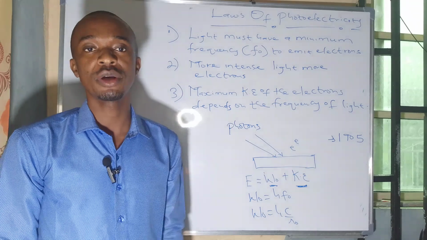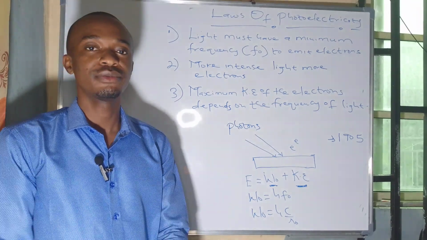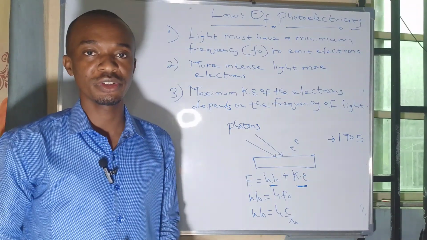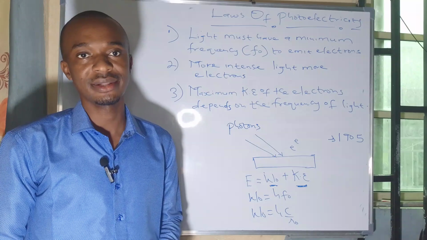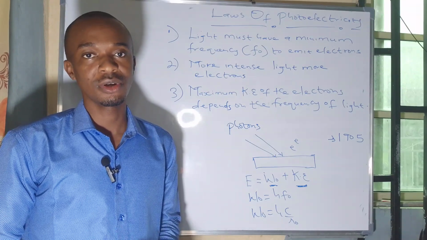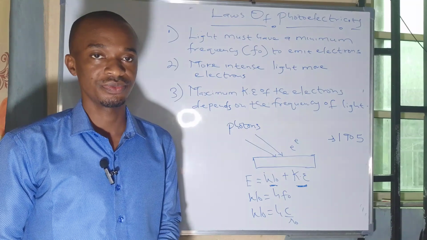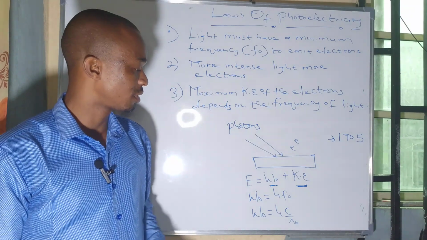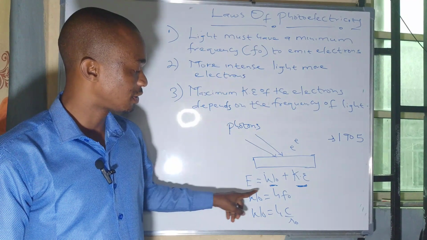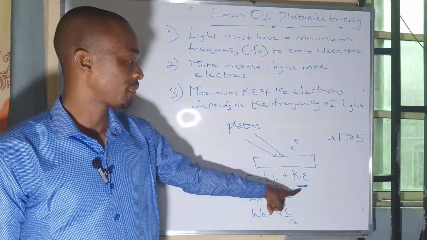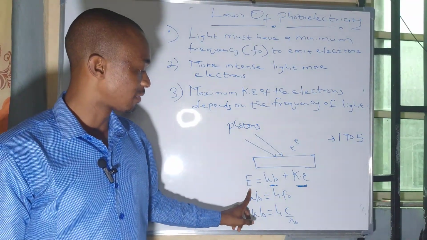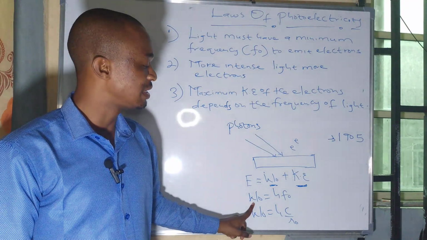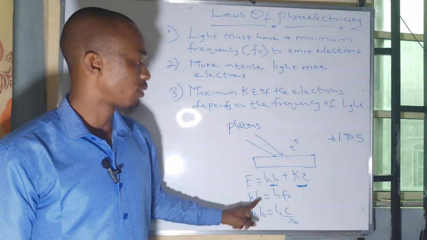The last time I spoke about photoelectricity, I defined the photoelectric effect as a phenomenon where electrons are released from the surface of a metal or a material when light is incident on the material, when light falls on the material. And I also talked about Einstein's photoelectric equation, that the energy of the light is equal to the work function plus the kinetic energy. I explained this one is the energy of light. This work function is given as hf naught. This work function is the minimum energy needed to liberate electrons from the surface of a material.